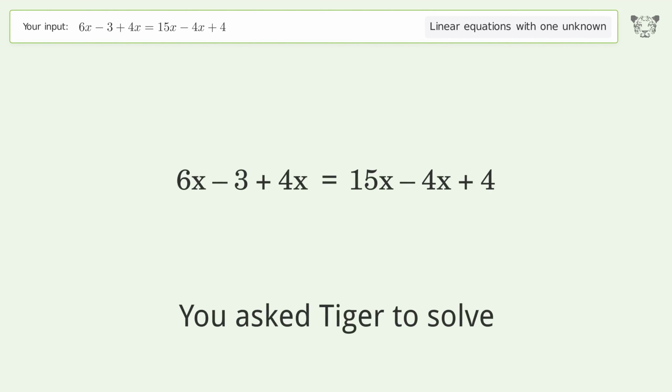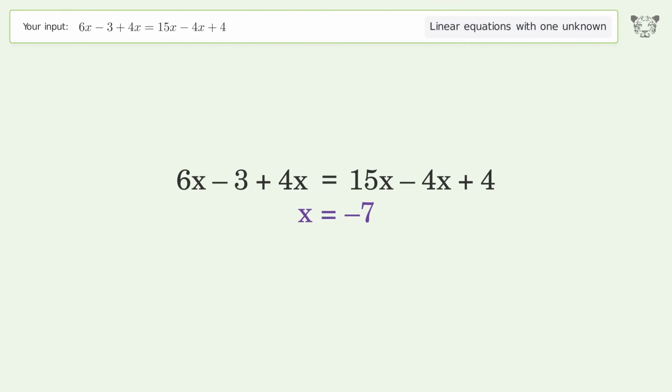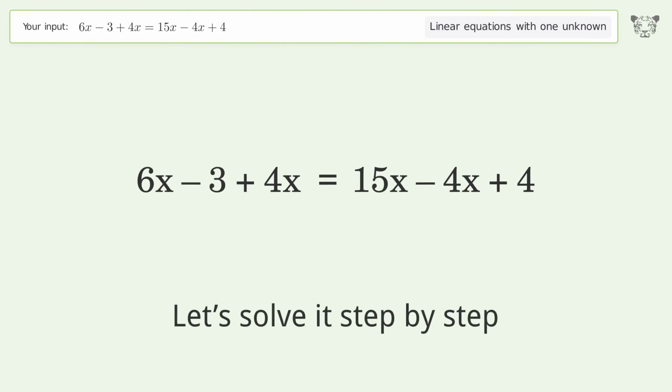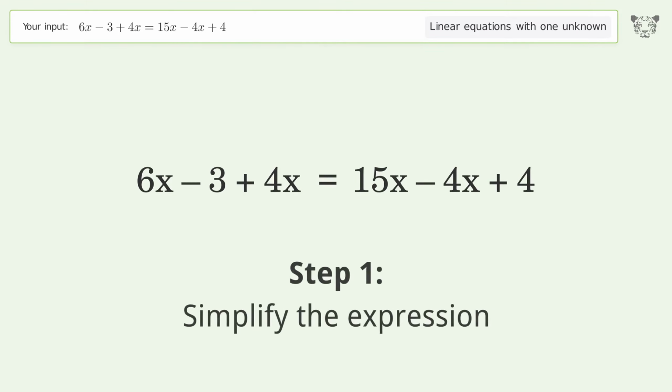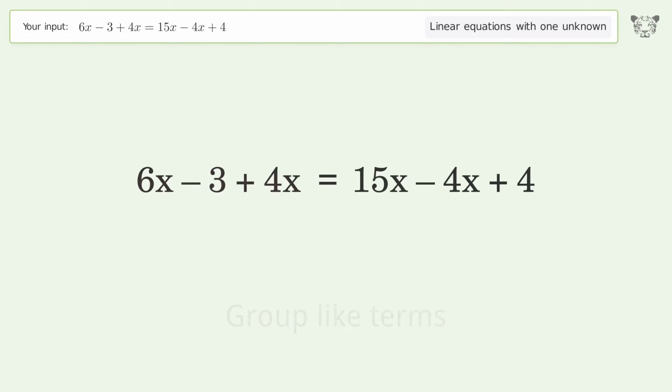You ask Tiger to solve. This deals with linear equations with one unknown. The final result is x equals -7. Let's solve it step by step. Simplify the expression. Group like terms.